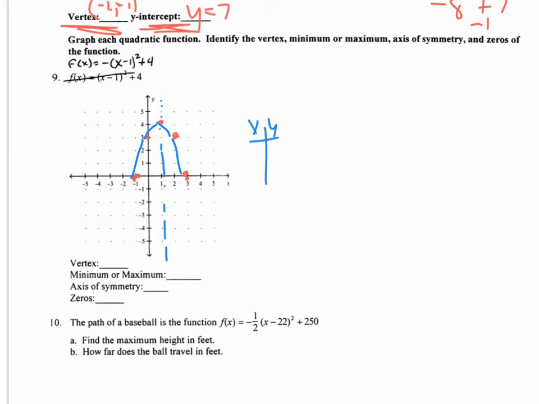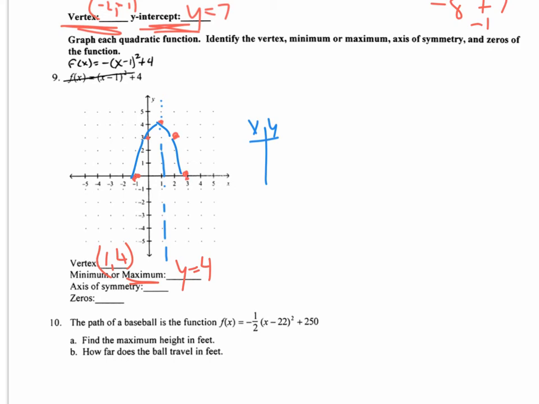You need to state the vertex. We already said the vertex was +1, +4. Okay, so that was 1, 4. That was the vertex. What else do we know? The minimum or maximum value. This is obviously a max value. Why is it a max value? Because it's opening down. And what would that max value be? It would be y equals +4, because that's the highest y value there is.